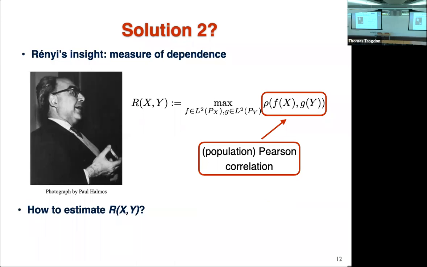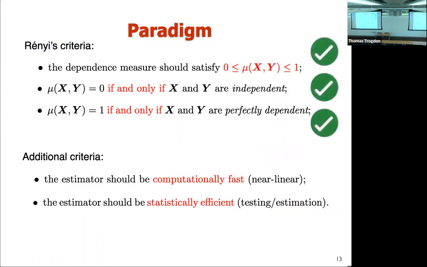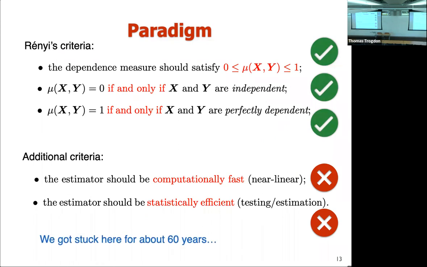But how to estimate it? You give us a population measure. To statisticians, it's just a beginning. But actually, it is very challenging. Unless your x and y are discrete, and actually you need them to be super discrete, it is nearly impossible. So what he gave us satisfies his criterion, but actually does not satisfy our statisticians' criterion. And we just started here literally for about 60 years. It's a pretty big deal.